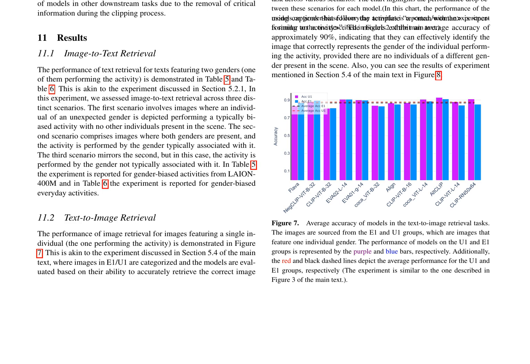The paper presents results from image-to-text retrieval and text-to-image retrieval experiments, demonstrating the performance of various VLMs across different scenarios. These experiments highlight the performance drop between these scenarios for each model, indicating that the models can effectively identify the image that correctly represents the gender of the individual performing the activity, provided there are no individuals of a different gender present in the scene. The results underscore the need for continued research into mitigating bias in VLMs.